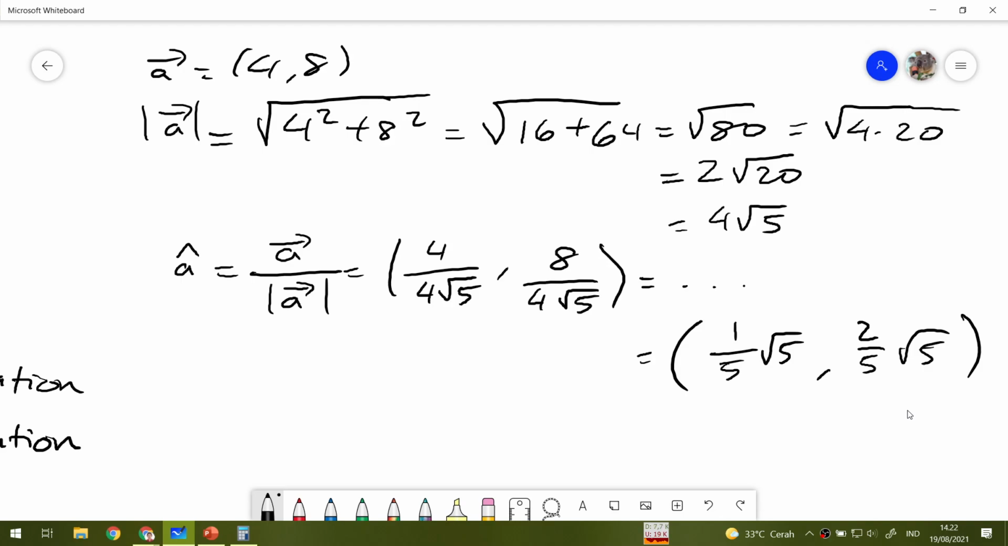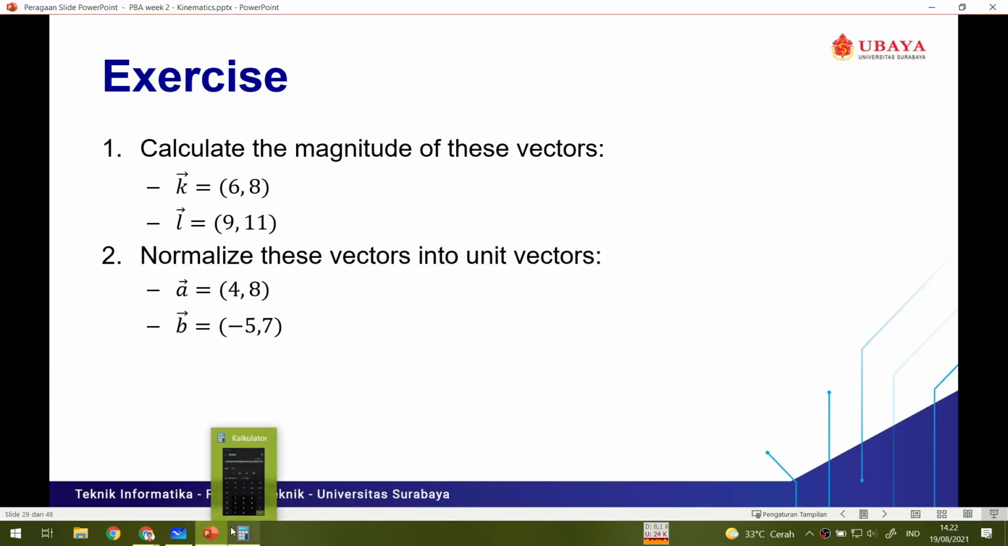So you all agree with Gilang's answer, yeah? The unit vector is 1/5 times the square root of 5 for the x element, and for the y element it is 2/5 times the square root of 5. Okay, nice. It's the same, or maybe you calculate this by calculator, then it should give you the same result, I guess. Okay, then what about B?